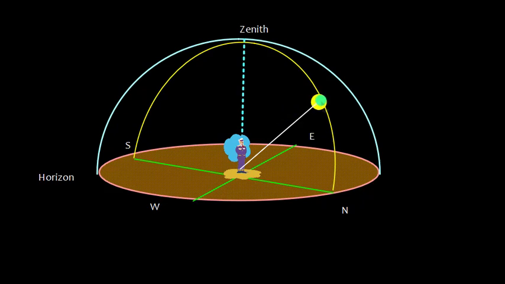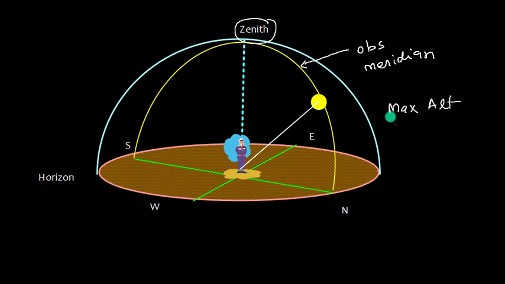sun will be somewhere here, and this is the observer's meridian. This is the observer's meridian. Why? Because it is passing through the observer's zenith. So this is the point where the sun attains, and by the way, here the celestial body considered is the sun only, the maximum altitude. That means the zenith distance is minimum.